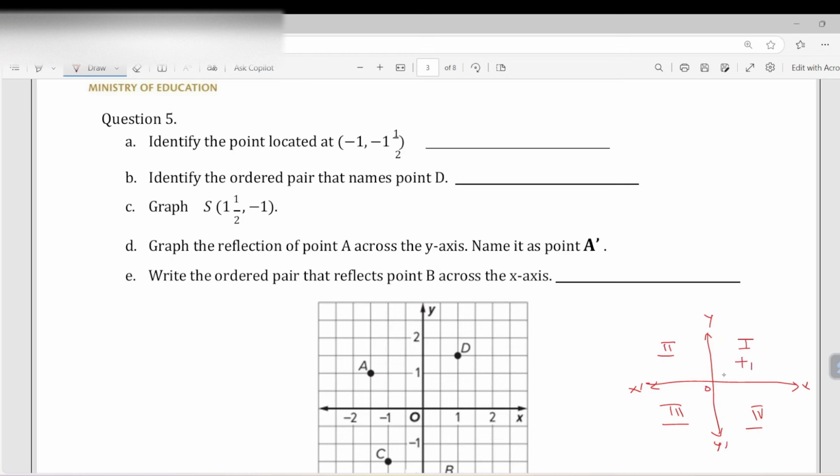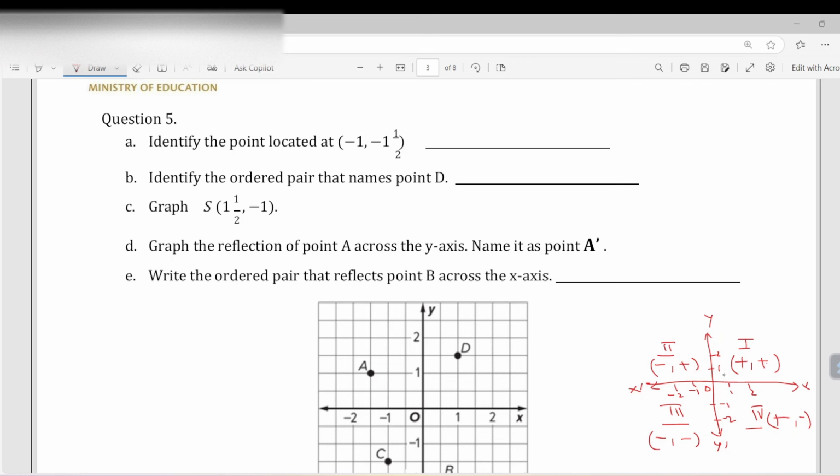And in the first quadrant, all are positive. Both x and y are positive. Here x is negative, y is positive. In the third quadrant, x coordinate and y coordinate are negative, negative. Here it is positive and negative. You see the 1, 2, 3. This is minus 1, minus 2. Here plus 1, plus 2. Here minus 1, minus 2. Okay, like this. Now let's go.